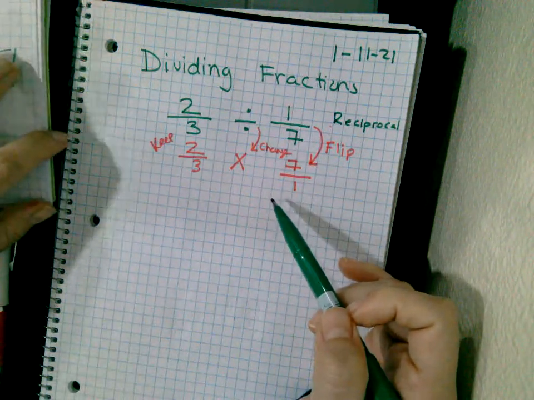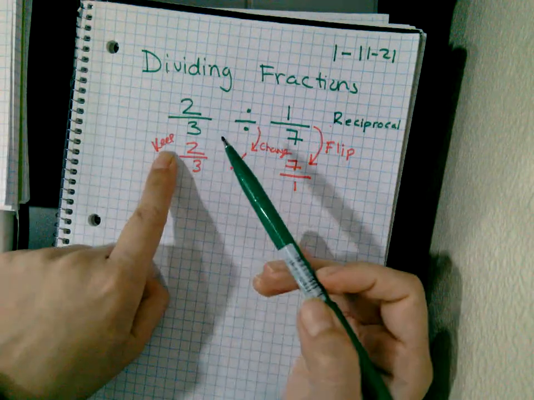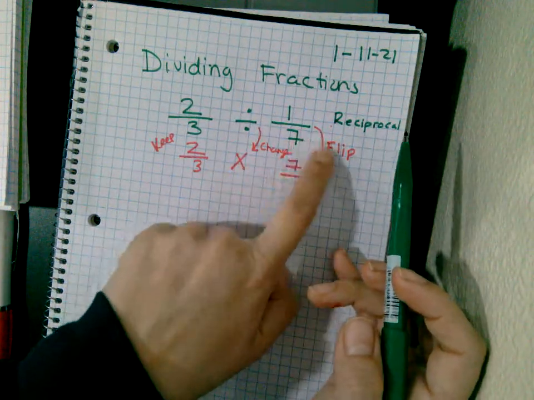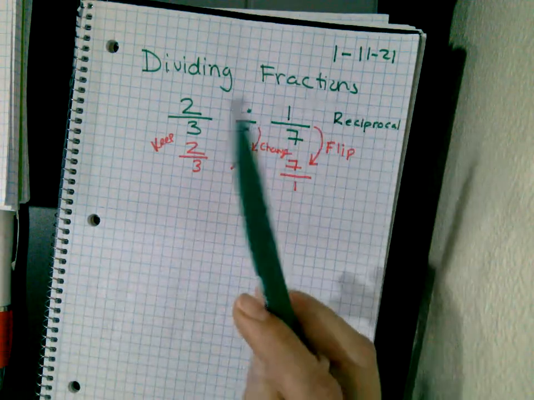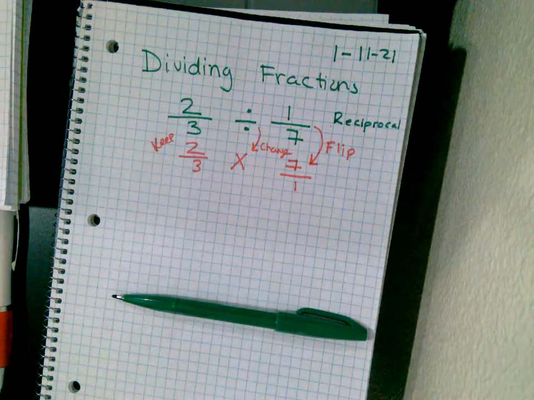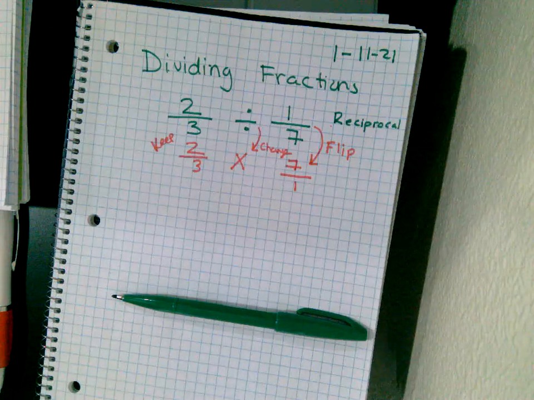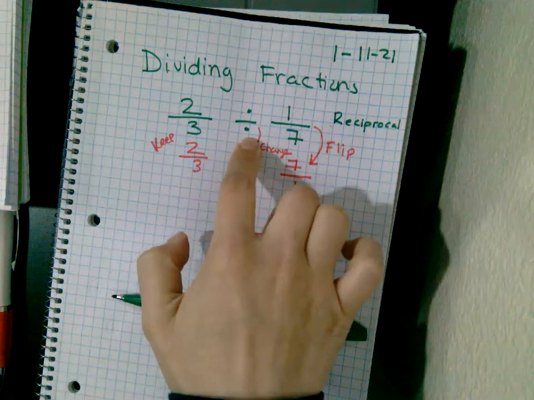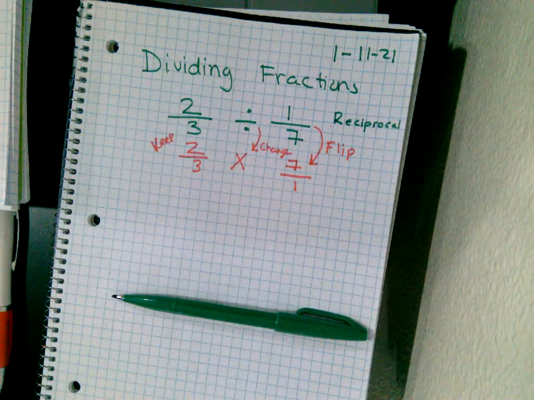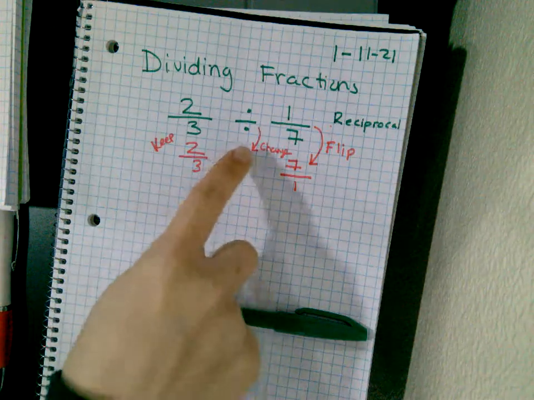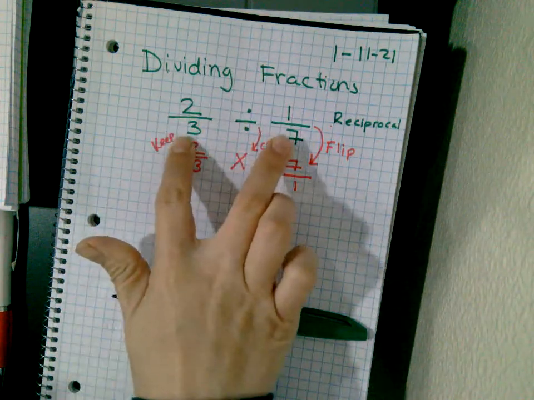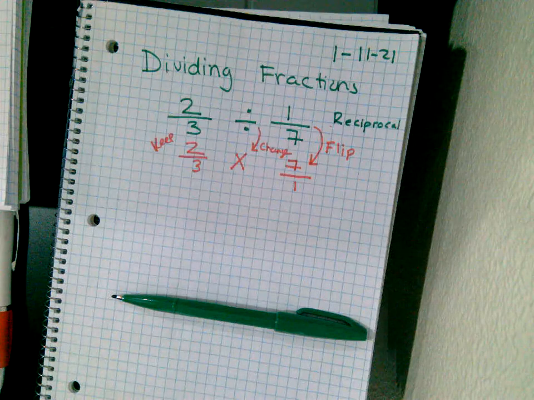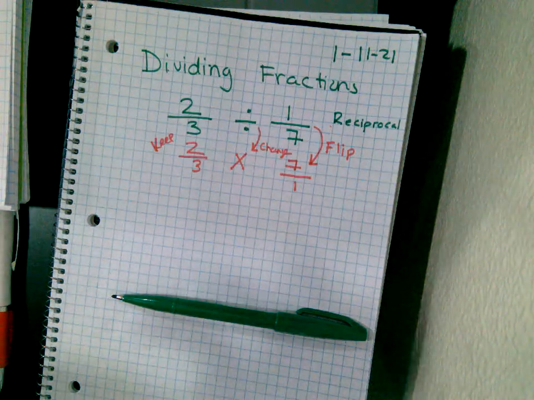So let me go over this again. You keep the first fraction. You change division to multiplication, and you flip the second fraction. Now, have we flipped before? Did we flip in addition? No. Did we flip in subtraction? Nope. Did we flip in multiplication? Nope. The only time we flip is division. So please do not start flipping everything. You only flip when you have a division problem, okay? Do we flip both of these? Nope. We only flip the second one. Kind of like when we were subtracting integers, you only change the second one.